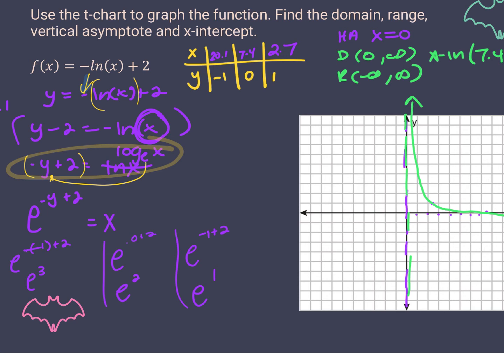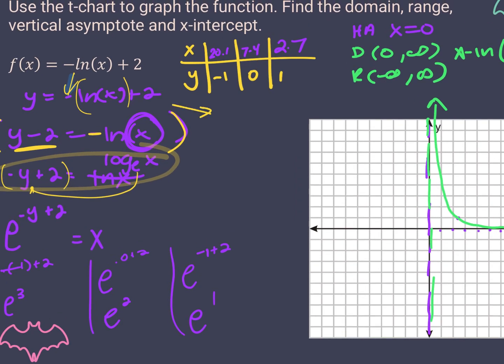Why is it? After I moved the 2 over, so it was -2, I had to get rid of this negative, so I multiplied everything by -1. You can do it first, but if you get rid of it by multiplying by -1 here, I get -y equals ln of x minus 2. It still affects that 2. You got to do the whole equation.